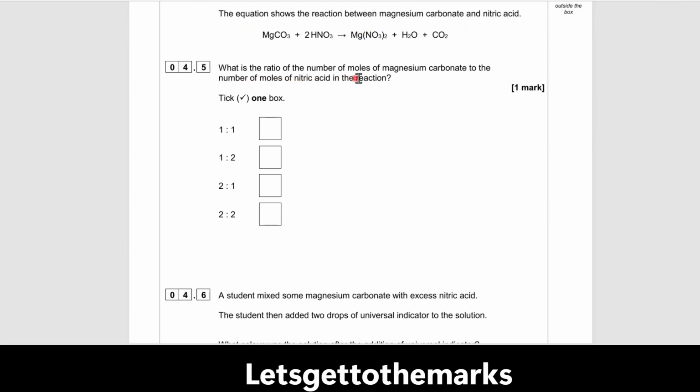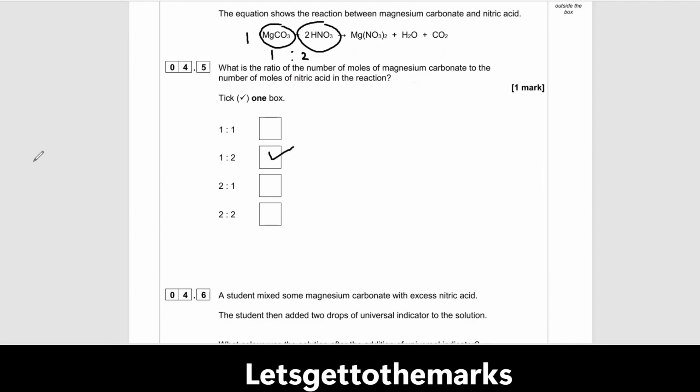What is the ratio of the number of moles of magnesium carbonate to the number of moles of nitric acid? Well, let's check it out. Here's magnesium carbonate, and there's the nitric acid. What's the ratio? Well, there's no number in front of that, so we just presume it's 1, and there is a 2 in front of that, so it's 1 to 2.